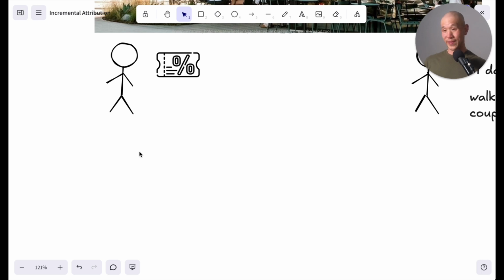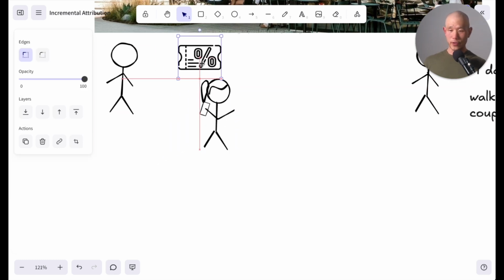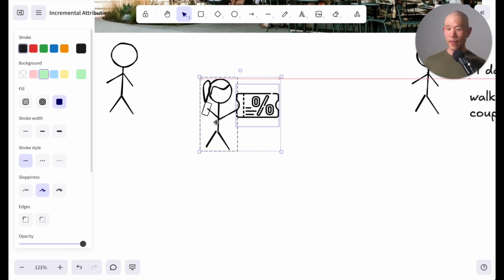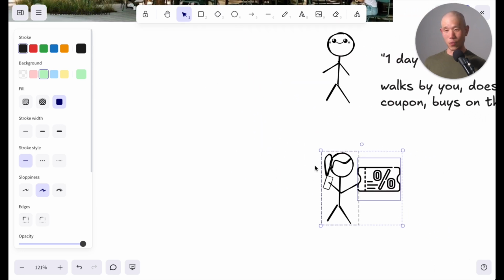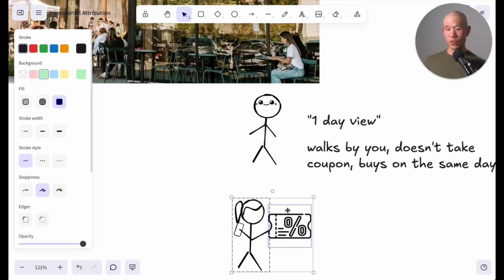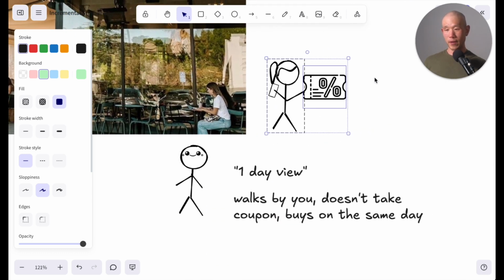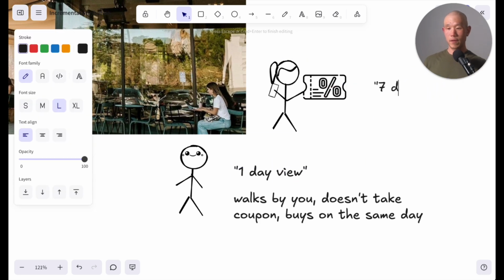Let's talk about the second part of it, which is the 7-day click part. We have another shopper over here. She walks by, she talks to you, she takes the coupon, and then she goes home. She doesn't go in the store that day to buy. But 5 days later, she goes back to the store, uses the coupon, and makes a purchase. This is considered 7-day click.